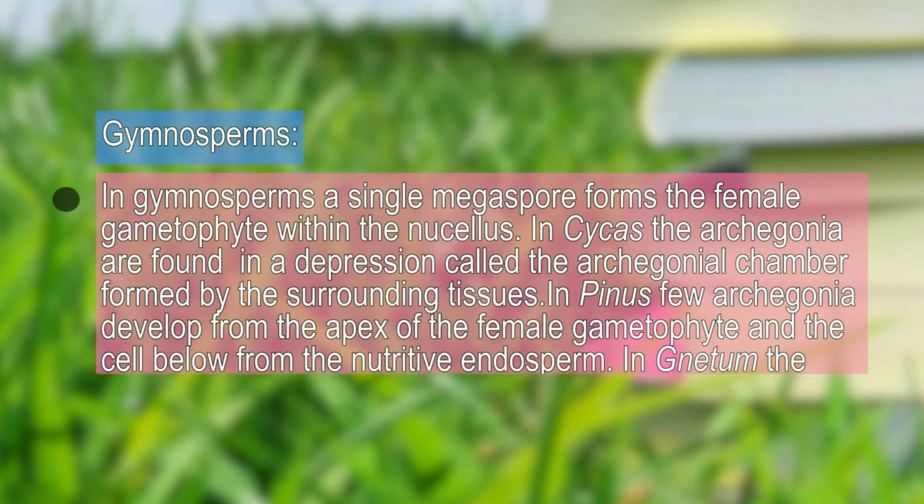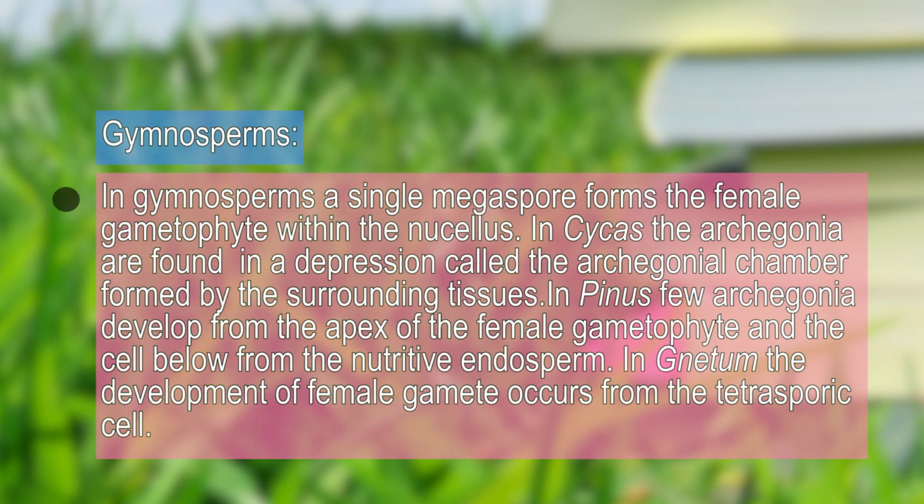In gymnosperm, a single megaspore forms the female gametophyte within the nucellus. In case of Cycas, the archegonia are present inside a depression known as archegonial chamber. In case of Pinus, the archegonia develop from the apex of the female gametophyte, and in Gnetum, the development of the female gametophyte occurs from the tetrasporic cell.